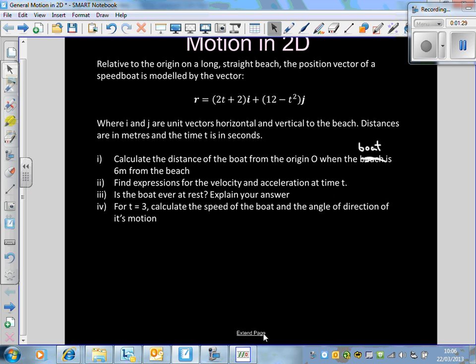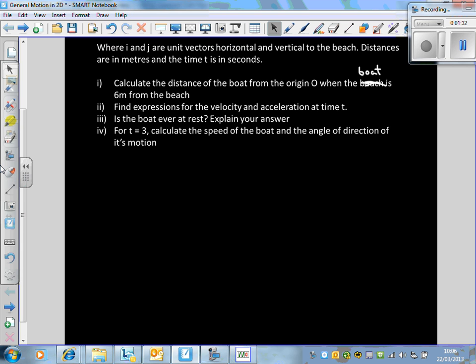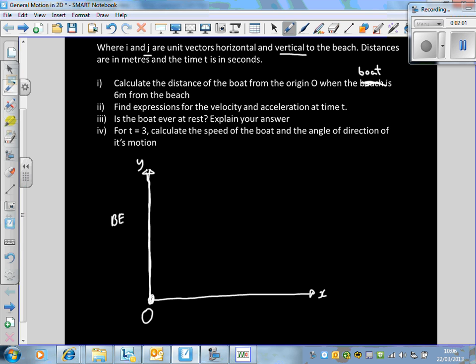Well, I think what we need to do first of all is to get a little diagram of what's going on. We have a y-axis and an x-axis, and there's our origin. So our position vectors are done from this origin. i and j are unit vectors horizontal and vertical to the beach. So j is vertical to the beach, so my beach has to be here. The y-axis is my beach.